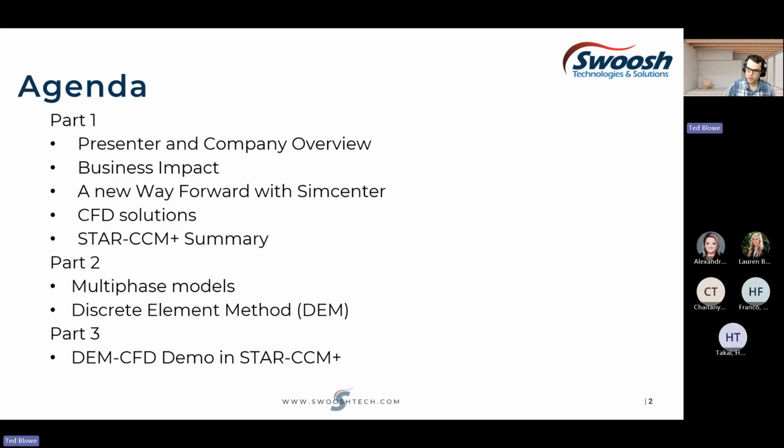Okay, a brief overview of what we're going to talk about today. The first part of the presentation is going to focus on company background, challenges in the business, and high-level solutions. Then we're going to drill in to the multi-phase capabilities and specifically the DEM method within STAR-CCM Plus. And then the third part, I'm going to present a simple demonstration problem.